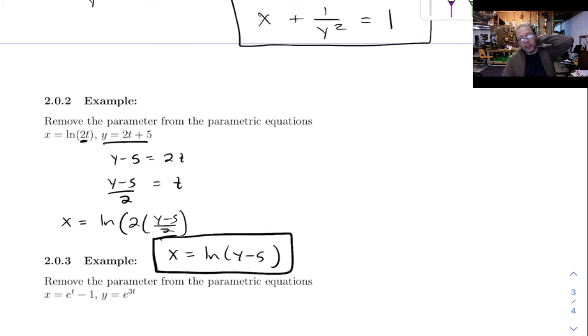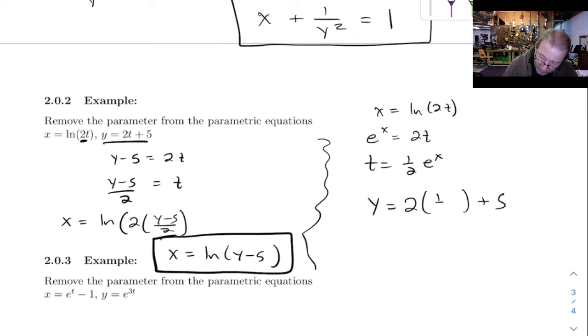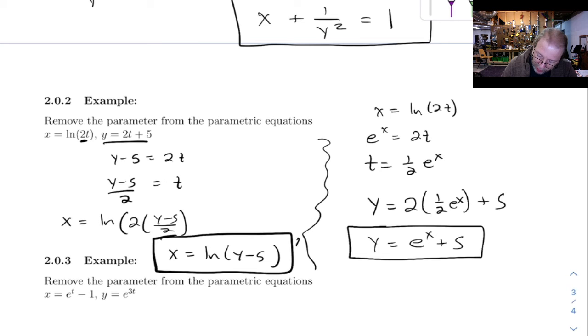And that works. Now, another thing I could do on here is I could solve the first one for t. Raise e to both sides. So I get t is 1/2 e to the x. Now I'll plug that into the other one. Y equals 2t plus 5. So you get y equals e to the x plus 5. And both of these are correct. It's just one is solved out for y and one is solved out for x.